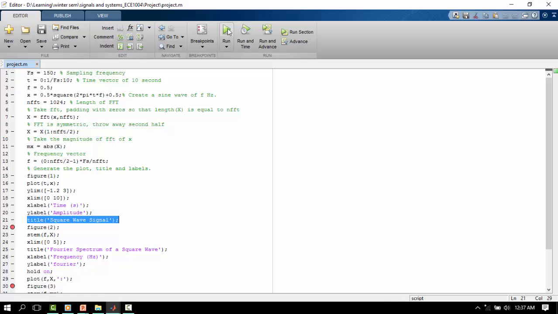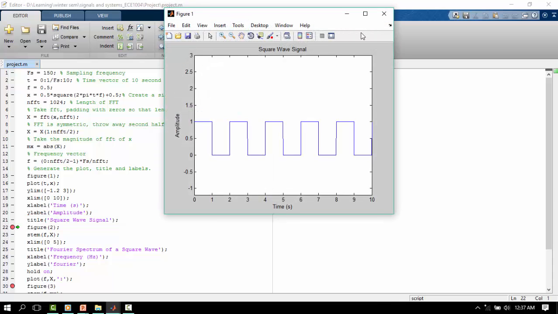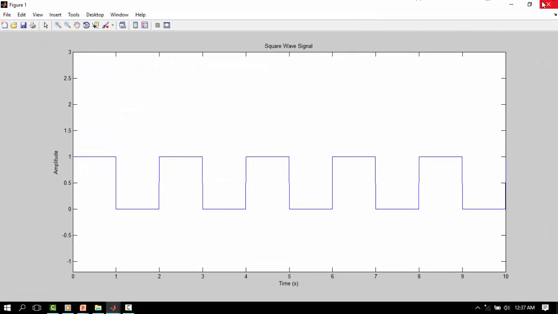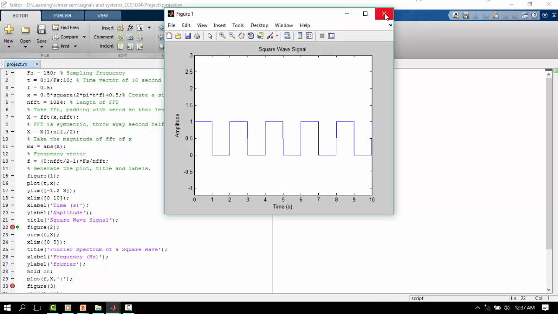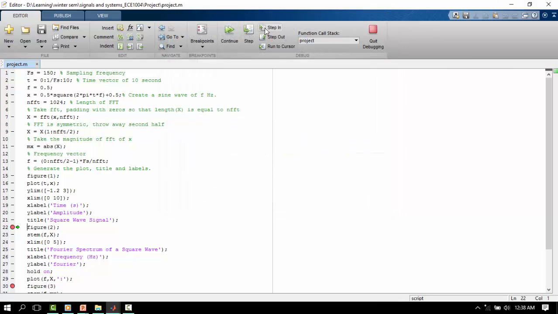Now you will see the result of what we have done till now. This is our input signal. We need to find the Fourier transform, but before that, let me explain a very important function.